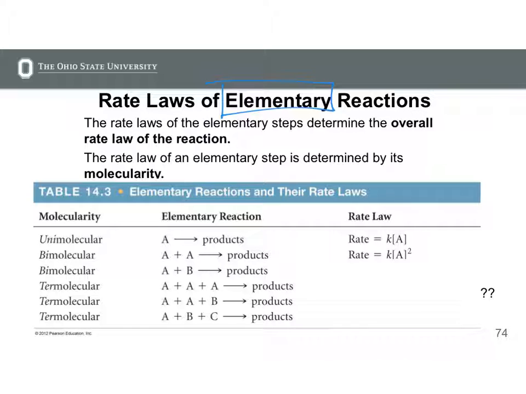If we have a bimolecular reaction with A plus B forming products, our rate is going to be equal to K times the concentration of A times the concentration of B. Take a couple seconds, fill out the rest of these, so for the termolecular reactions. I'll come around. If you have questions about anything, I'll walk around.